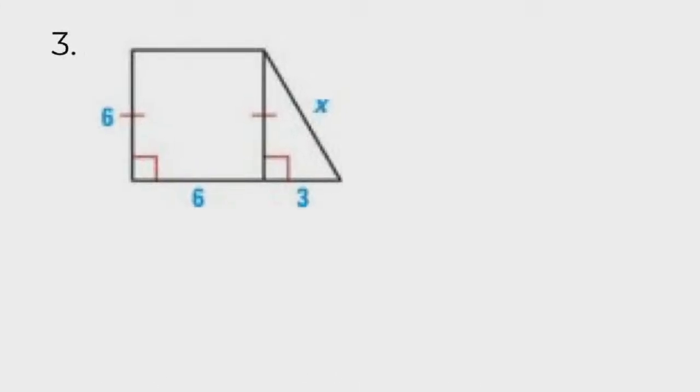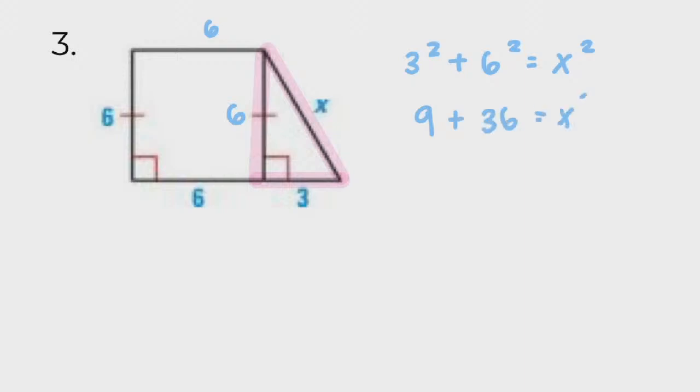Number 3, we have a square on the left, so that means this would be 6 and this will also be 6. And then if we look at this triangle here, this makes a right triangle. So that means we can use the Pythagorean theorem. X is the hypotenuse, so we have 3 squared plus 6 squared equals x squared. So that's 9 plus 36 equals x squared. So x squared equals 45, and then we're going to square root both sides.